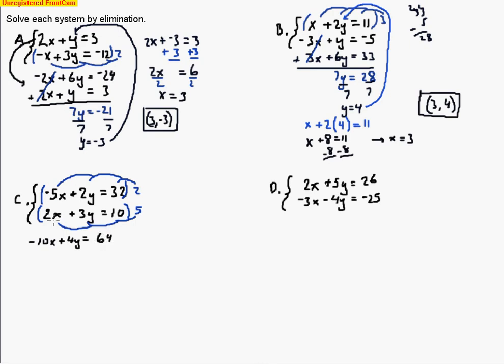Down below, I go ahead and multiply this, I get 10x. I get a positive 15y, and I multiply 5 and 10, I get 50. So now I can add these equations, and I'll get those x terms to cancel. So let's see what we've got left over.